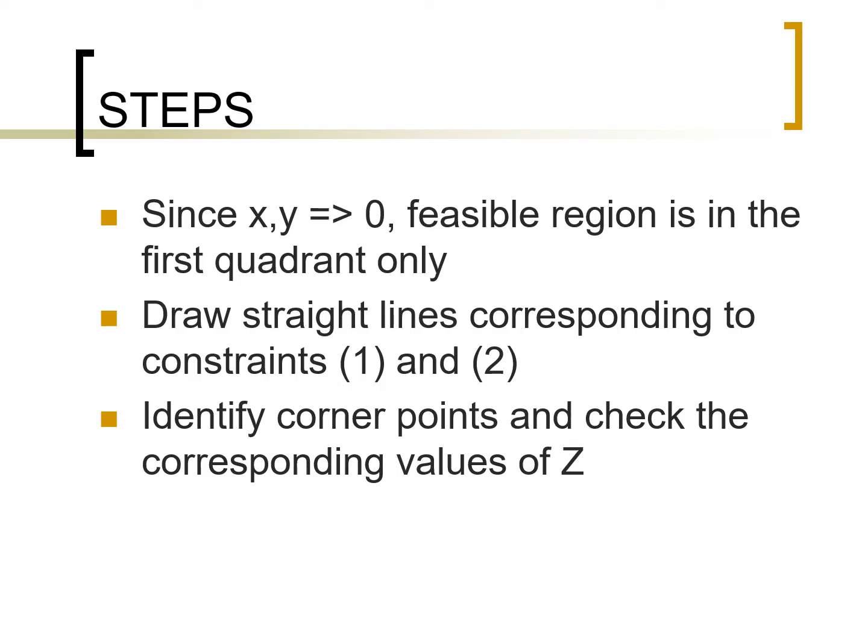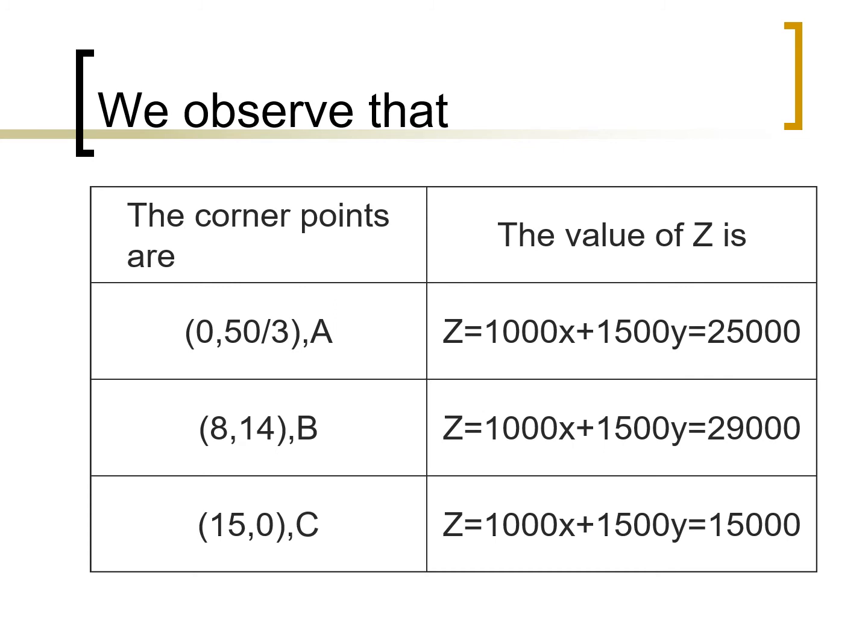Since extreme values are observed at the corner points, we will check out the value of z at each of the corner points. So at A, (0, 50/3), z equals 25,000. At B, (8, 14), z equals 29,000. At C, (15, 0), z equals 15,000. Thus, if you really see, the solution is at B, (8, 14), and the maximum possible value of z is 29,000.